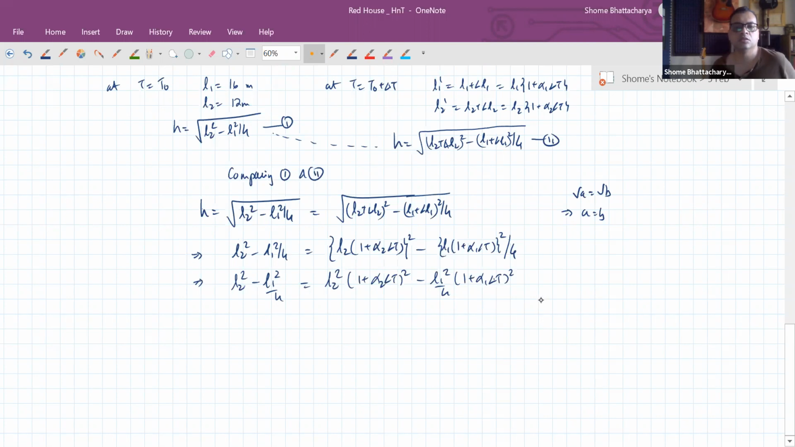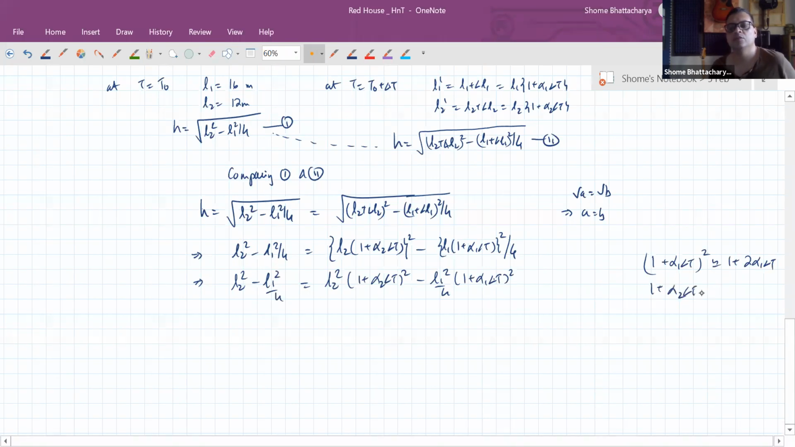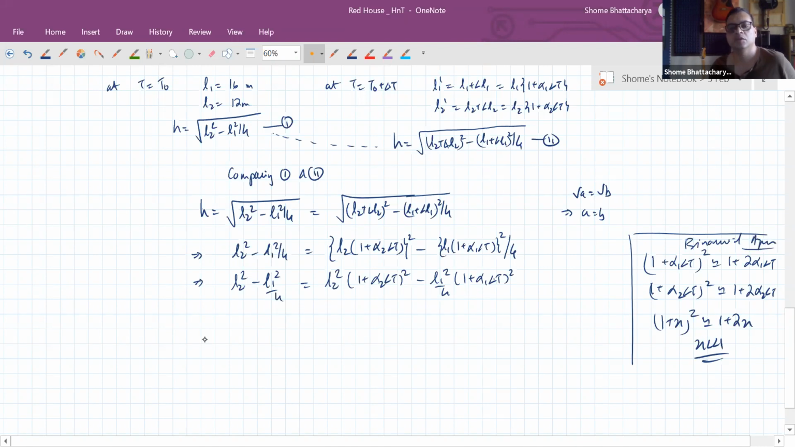This is the case now. Now I'm going to use this, that 1 plus alpha 1 delta t square, we will approximate it as 1 plus 2 times alpha 1 delta t. And similarly 1 plus alpha 2 delta t whole square. So that is basically 1 plus x square being approximated as 1 plus 2x for x being very small compared to 1. So binomial approximation.